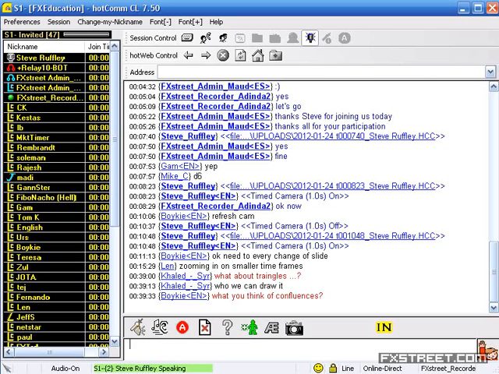So what do I think of confluences? Not particularly sure of that term, to be honest, Bookie. Do you want to just elaborate on what you mean by that?